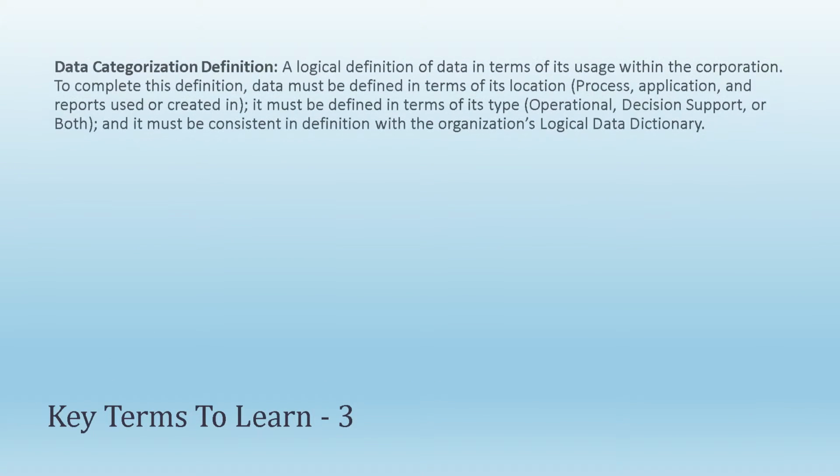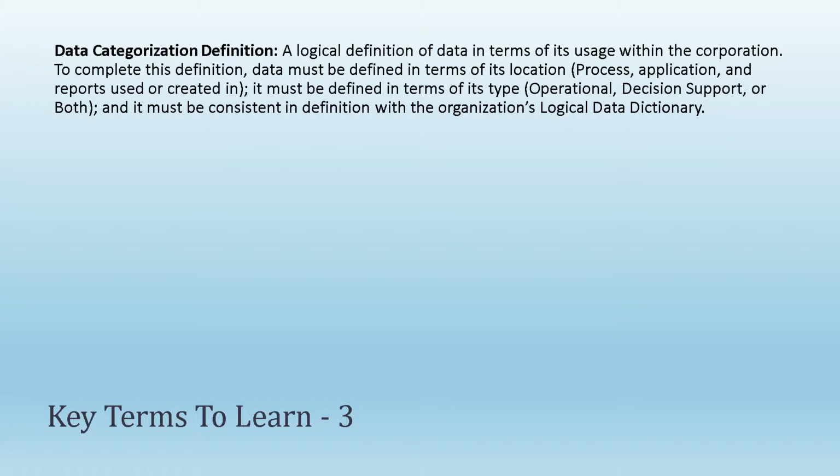Data categorization definition. This is a logical definition of data in terms of its usage within the corporation. To complete this definition, data must be defined in terms of its location, such as process, application, and reports used or created in. It must be defined in terms of its type, whether it's operational, decision support data, or both. And it must be consistent in definition with the organization's logical data dictionary.